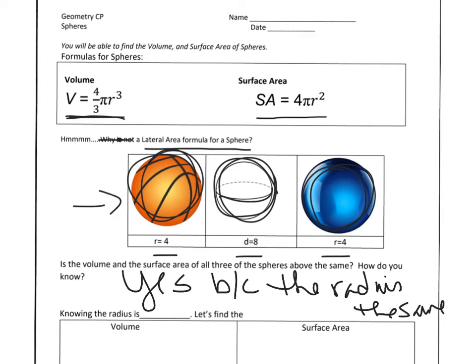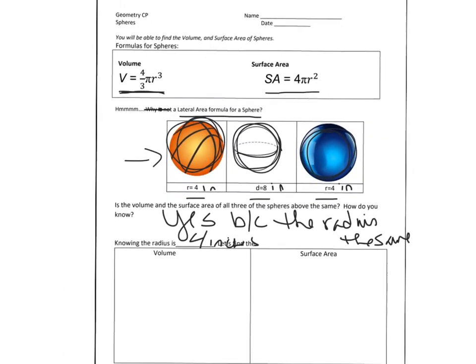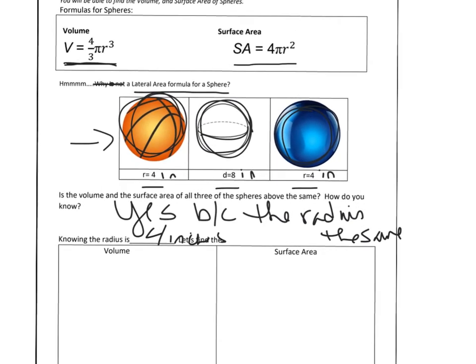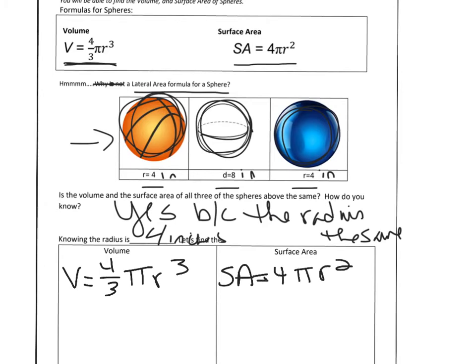Knowing the radius is 4, and I'm going to add inches. I should have had it up here. On the worksheet you have in the classroom, it'll have inches on there. So how can we find the volume and the surface area? Volume is 4/3 pi r cubed. And surface area, we use the formula 4 pi r squared.